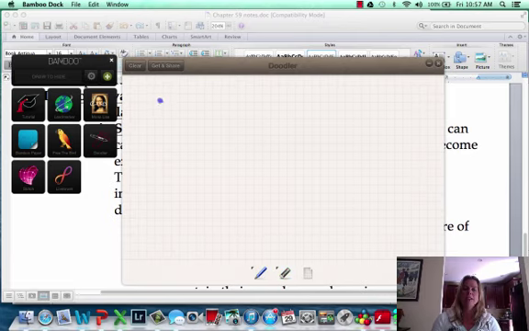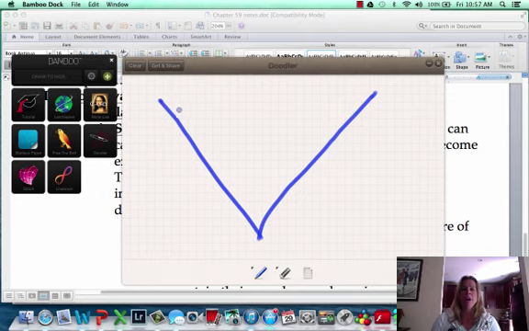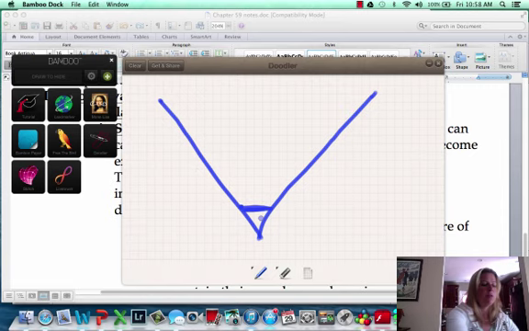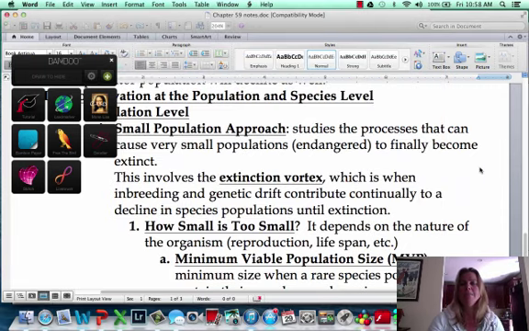So let's say that this is our population, right? And so up here, it's very diverse and very large, and now it's getting smaller and smaller. There's going to be a point called the extinction vortex. And below this point is where the population has no chance of coming back. So that's going to be genetic drift, inbreeding, all that stuff is going to be happening. So below the extinction vortex, we have to do some sort of intervention. That's kind of what we're talking about with that.